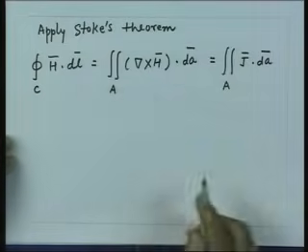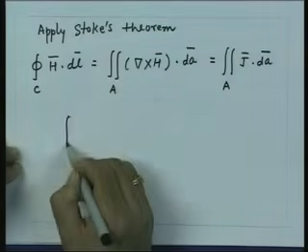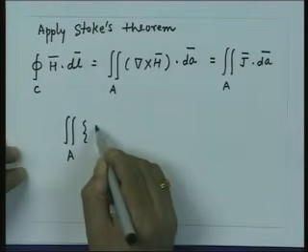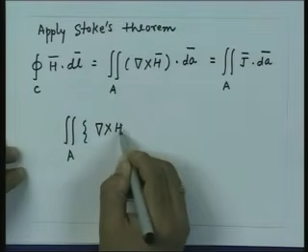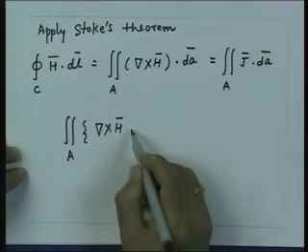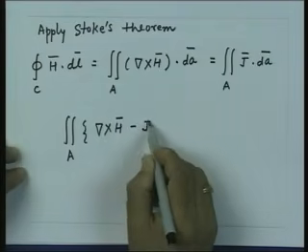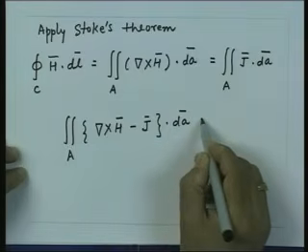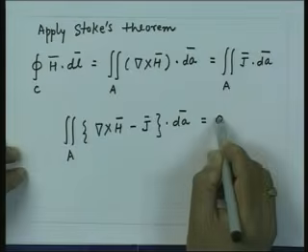Again, we can bring this term to this side. So, this can be written as the double integral over A of (del cross H minus J) dot dA, that is equal to 0.